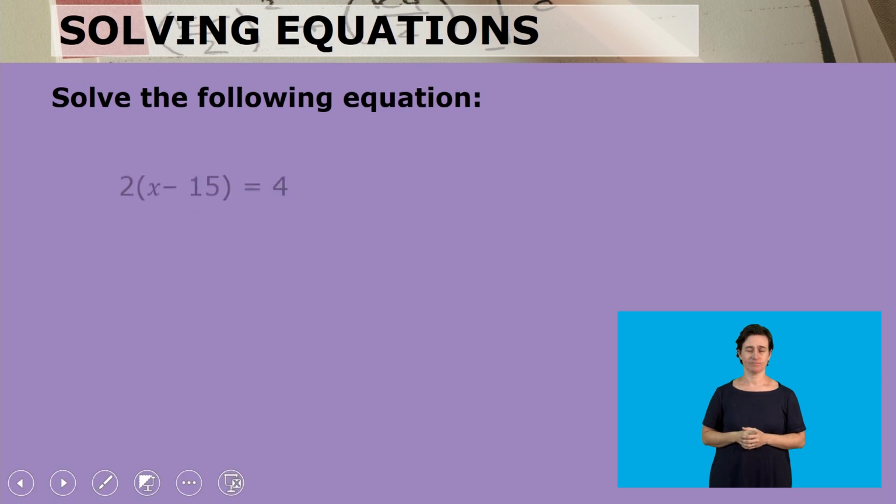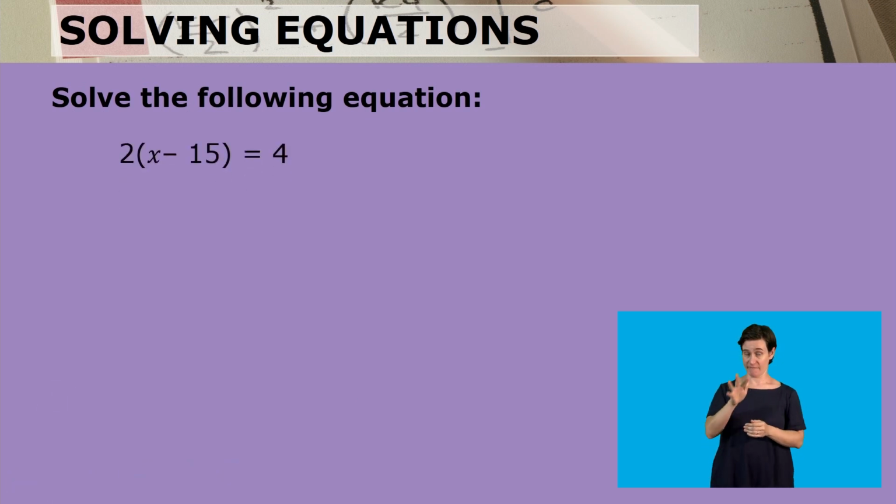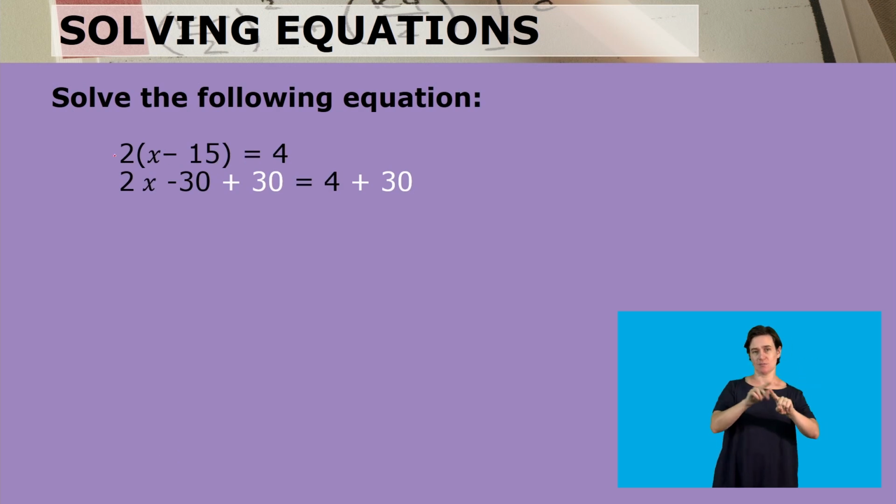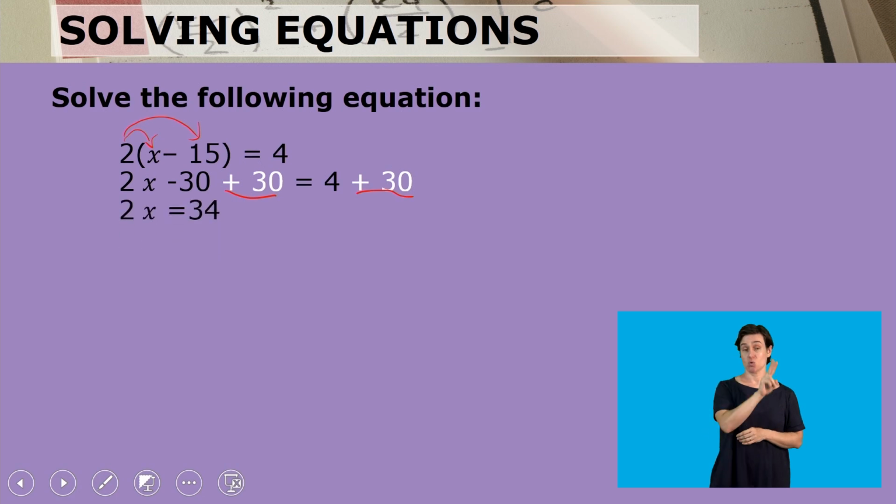Solve the following equation: 2 multiplied by x minus 15 equals 4. When we solve that equation, we first multiply x and 15 by 2, because 2 must be multiplied by both terms. And when 2 is multiplied by both terms, it gives us 2x minus 30. And then we have to put an additive inverse of the constant term, which is the negative 30. So we'll have plus 30 on both sides. And that gives us 2x on the left, as 30 minus 30 gives us 0. So we'll remain with 2x equals 34.